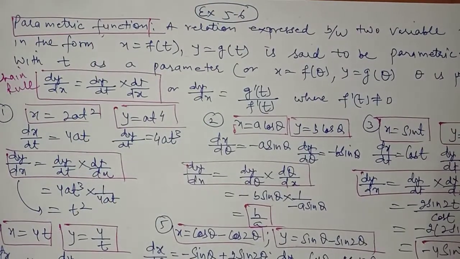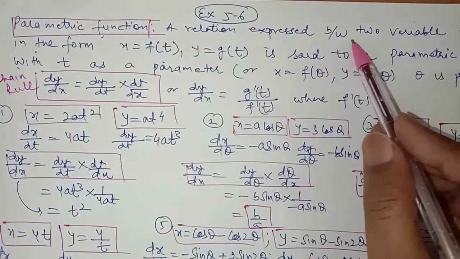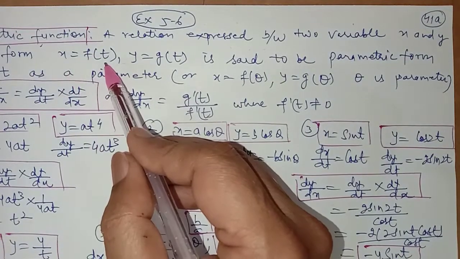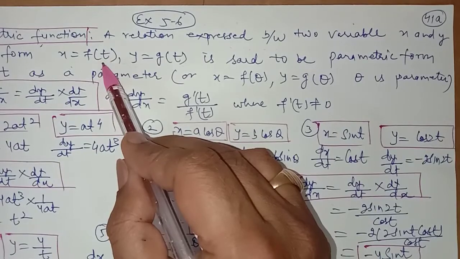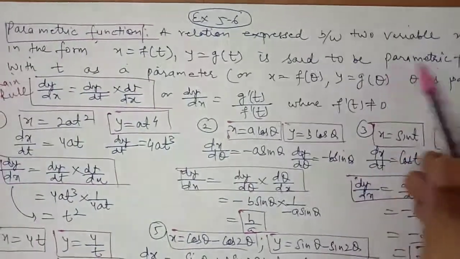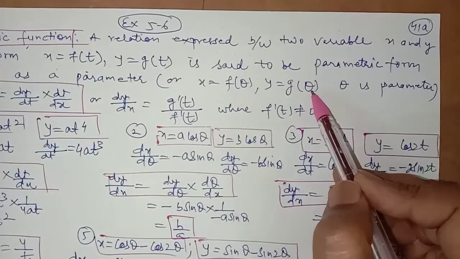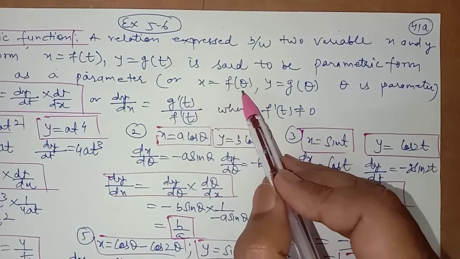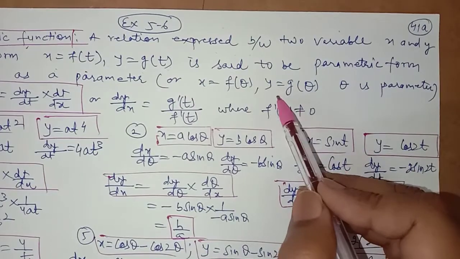A parametric function is one in which two variables are expressed in terms of a third variable, or a relationship between the two variables x and y is expressed in the form x = f(t) and y = g(t). When x and y are expressed in terms of t, it is said to be a parametric function with t as a parameter, or x = f(theta), y = g(theta), where theta is the parameter. So this is known as a parametric function.